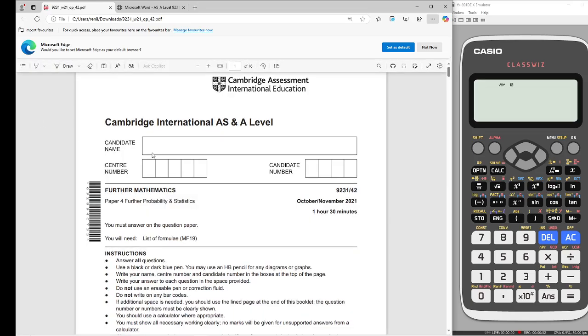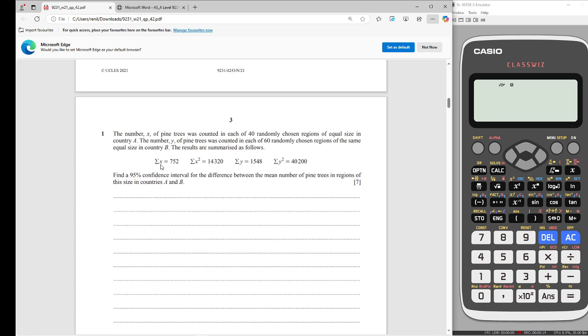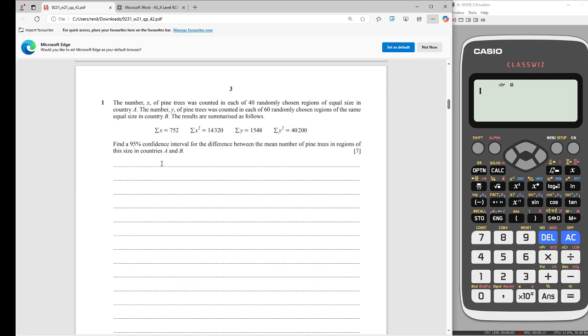Hi guys, today we're going to be doing Further Mathematics, the Probability and Statistics variant, paper 4.2 of the October-November series of 2021. So let's get started. Right, so the first question involves a confidence interval. So let's solve for this.